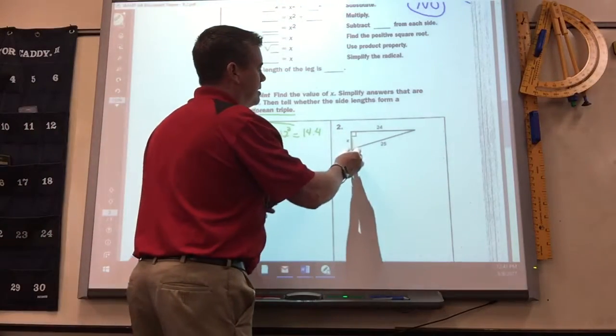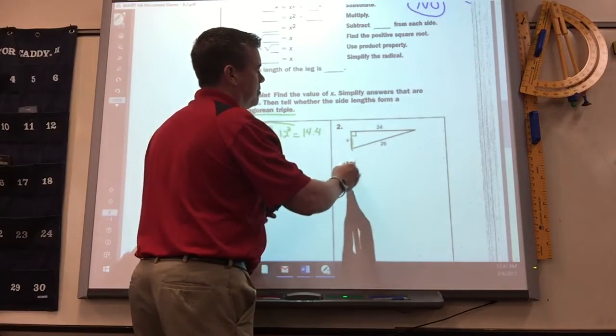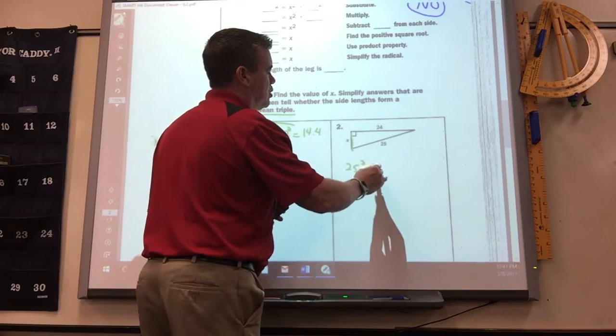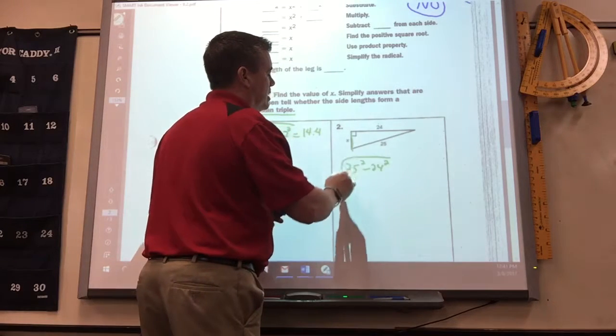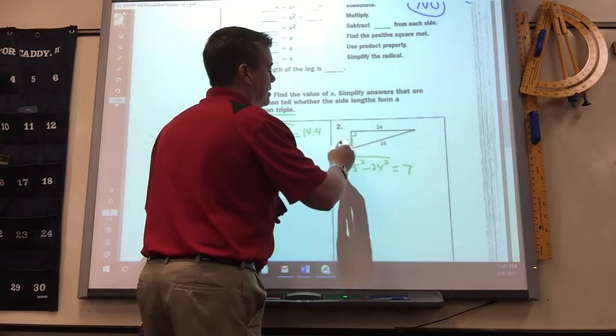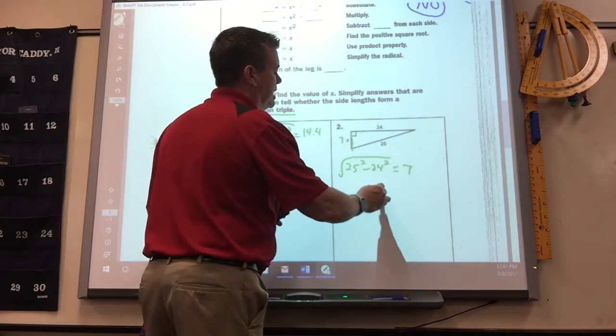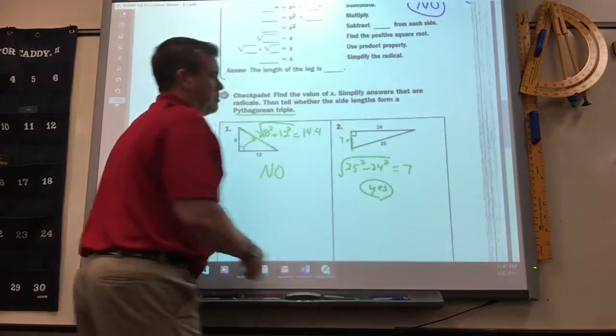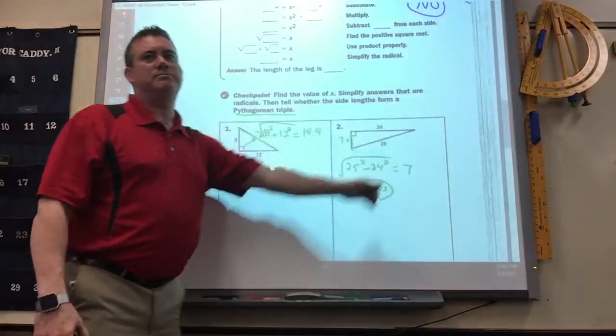If it's a leg, you gotta subtract them. It's 25 squared minus 24 squared, square rooted, and you remember what that is from what I put up? It's 7. So x is 7, so you would put yes, it is a Pythagorean triple, because I didn't have to round anything.